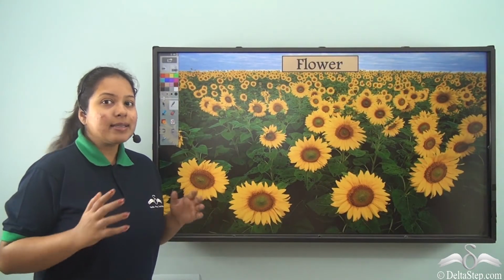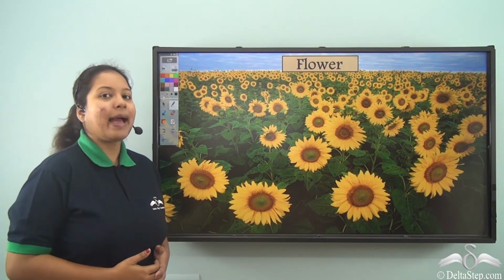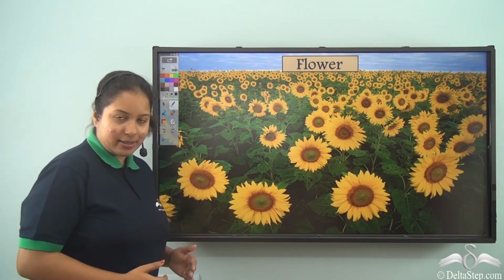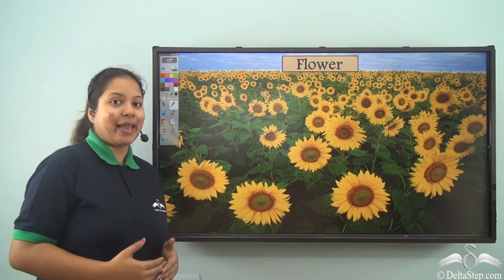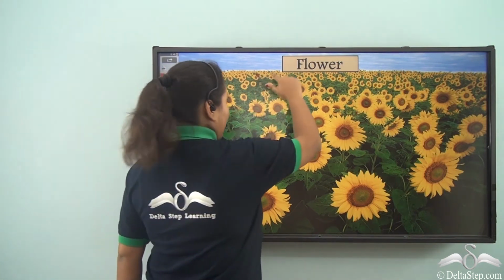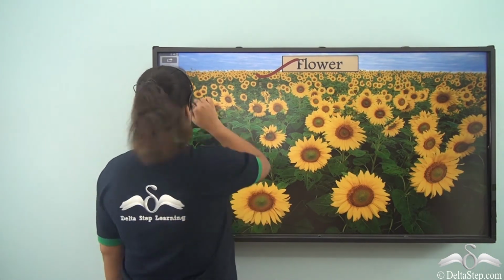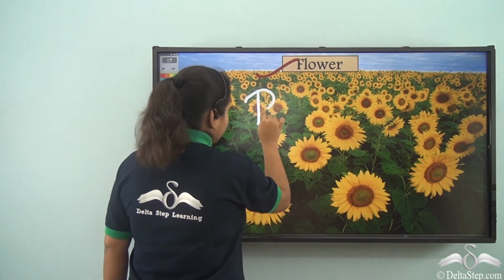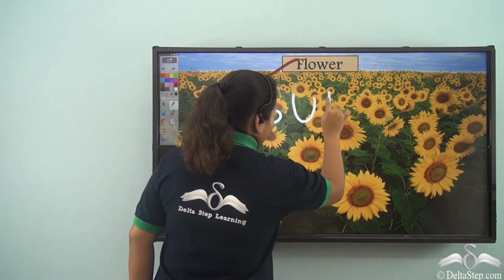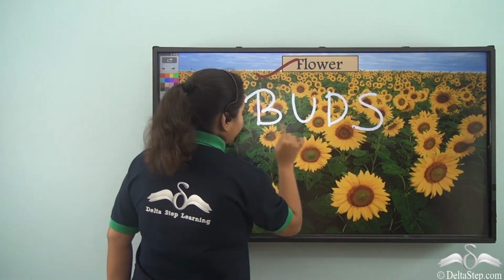So, flowers are also very beautiful and important part of a plant because it helps in getting more and more flowers and plants, and all of these flowers come from buds. So, bud is a subpart of flower.